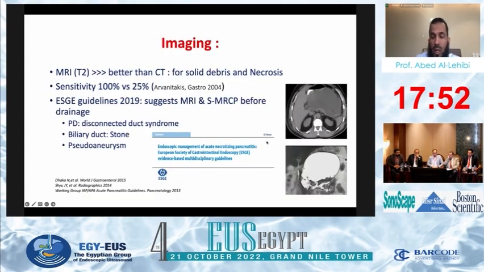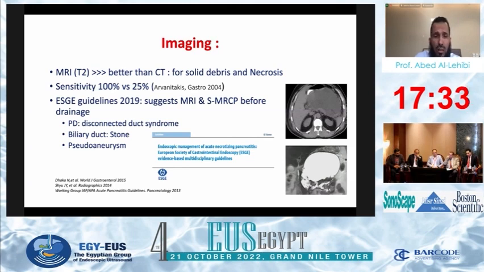Now, to evaluate our patient, imaging is usually very important. CT scan and ultrasound are usually done, but MRCP and MRI are the modality of choice, or preferable, before you consider drainage, for a lot of reasons. One of them, it gives you a lot of evaluation about the content of your collections.